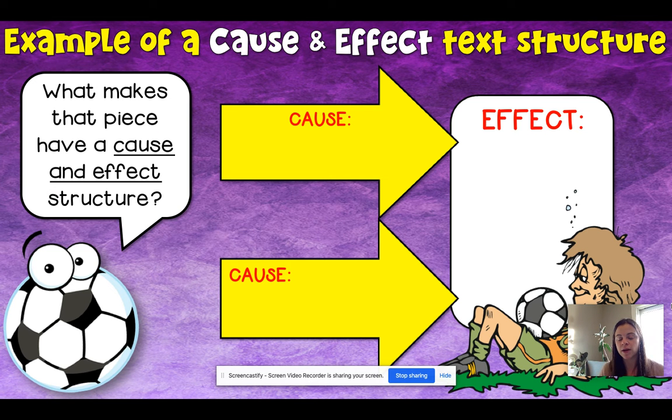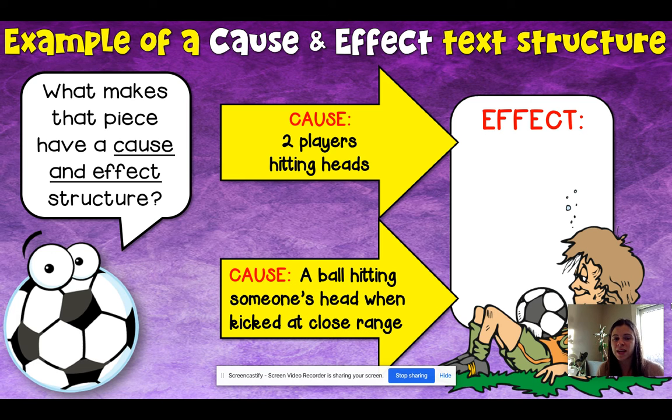All right, if you didn't pause it, go back, rewind it a little bit, pause and read that section. Here we go. So what made that piece that you just read a cause and effect structure? Well, we know that the cause was that 2 players hit their heads, right? The cause, remember, is the action of what's happening. So me knocking over the dominoes is the cause. In this case, it's 2 players hitting their heads. Another one was a ball hitting someone else's head, right?